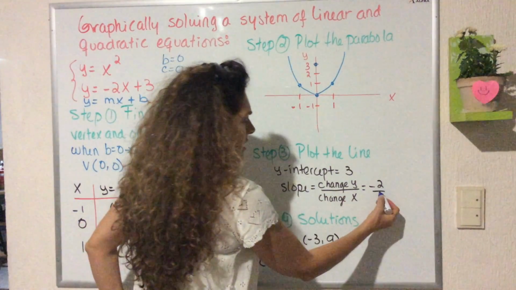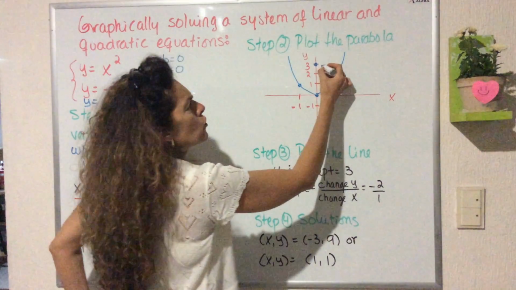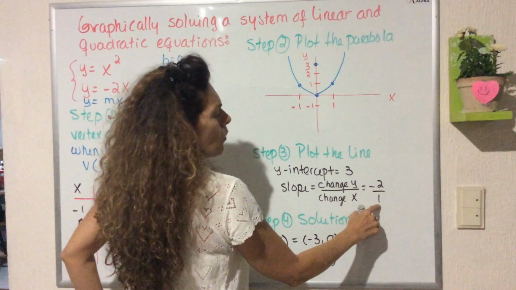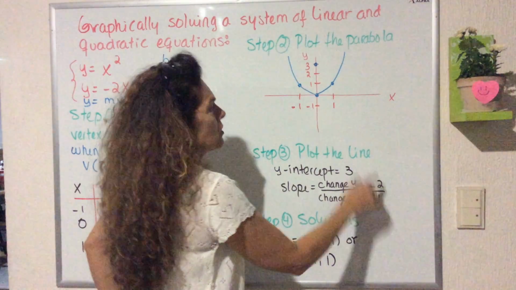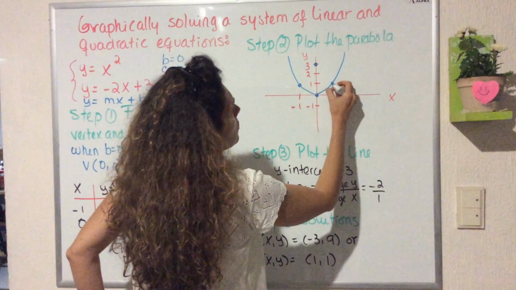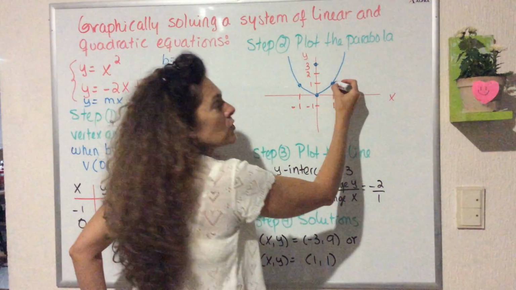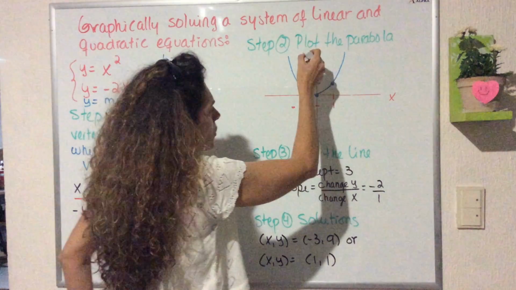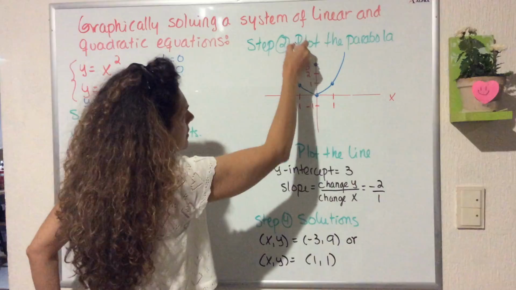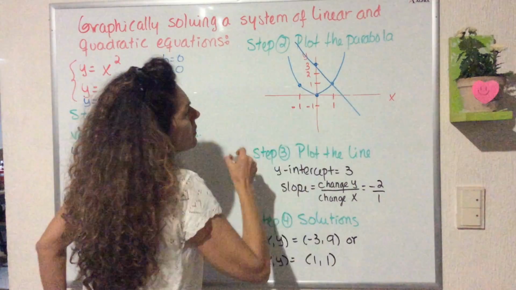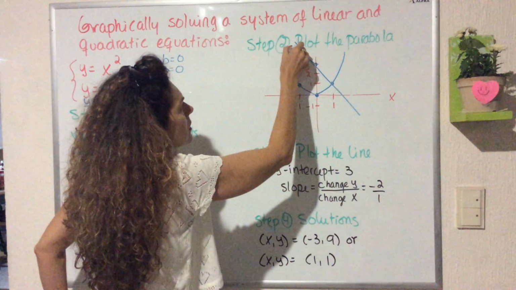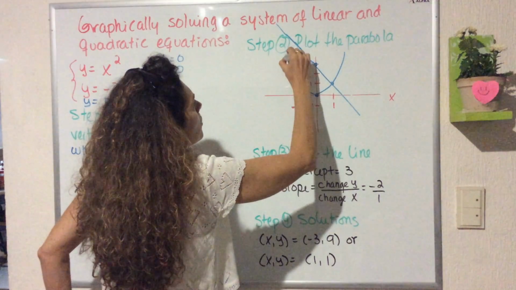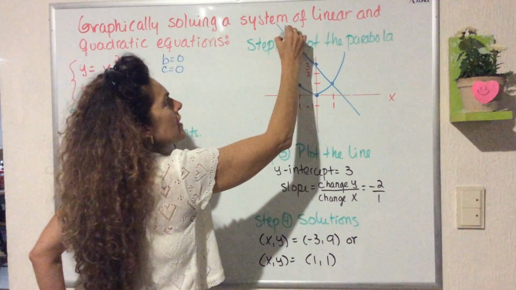So the change in y is -2, so I go 2 units down, 1, 2, and then 1 unit to the right, because this is +1. So we go 1 unit to the right, and here I have the other point. As you can see, this point is also part of the parabola. So the line is going to be something like this. Okay? And there is going to be a point where the parabola is going to cross the line here.